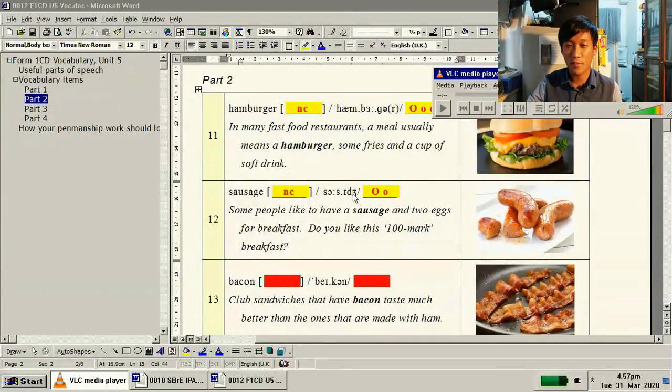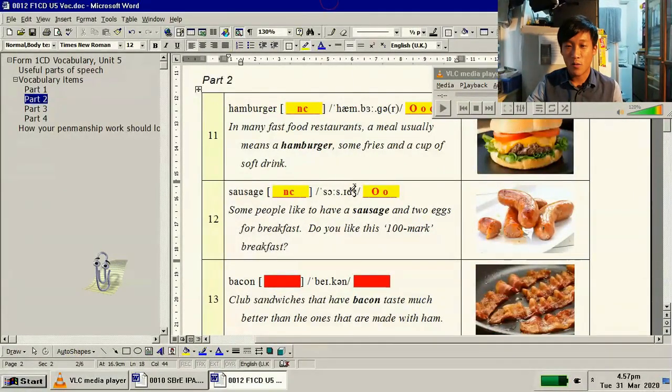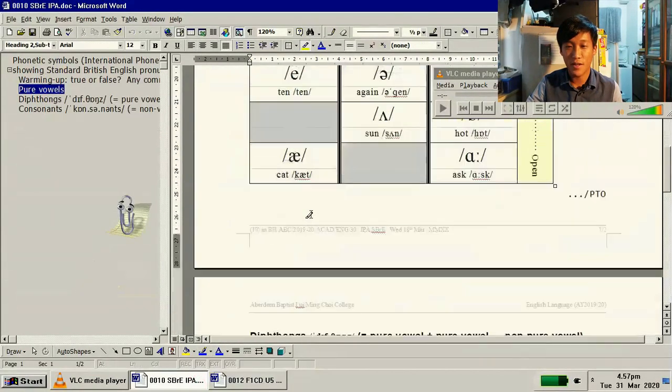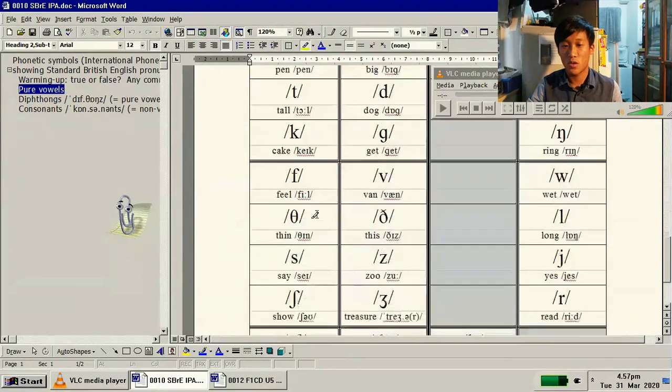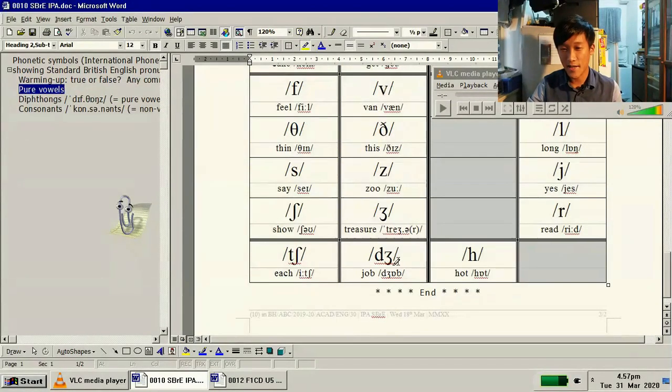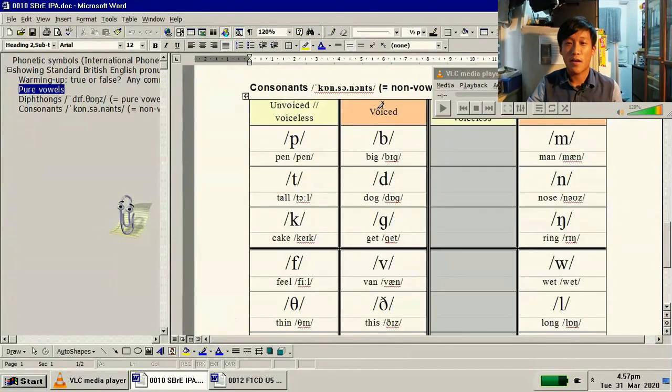Alright, talking about the IPA, we have the J sound. You can find this from the consonants table. The J is here. It's the first part of the word job, the J sound. It is a voiced sound, so you have to do this. We practiced in the previous video lesson.